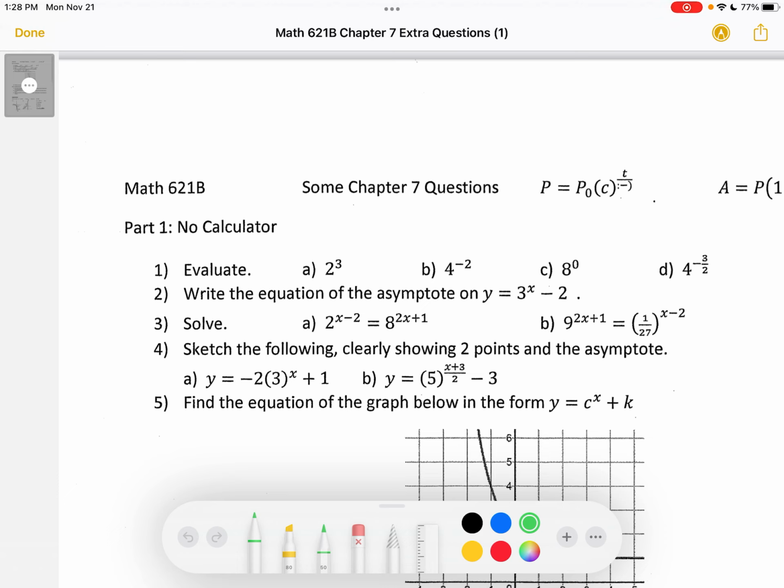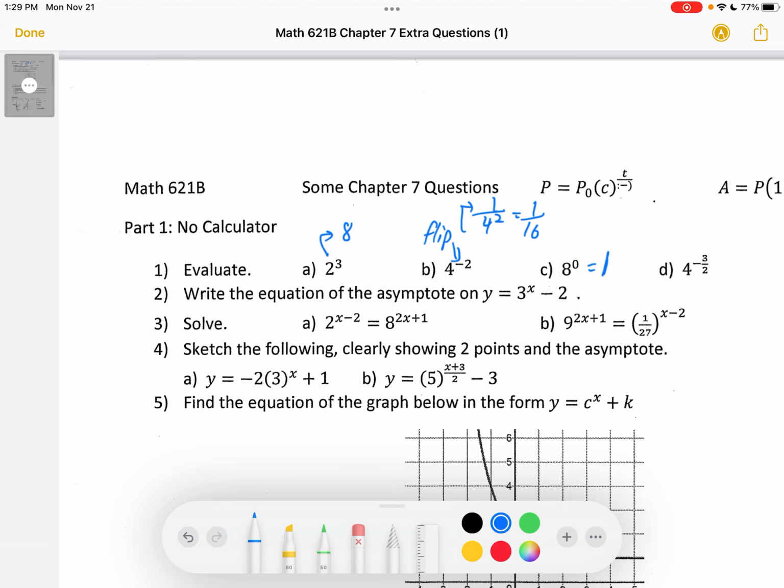Hi folks, we're going to do a little speed run of this Chapter 7 review for your Chapter 7 assignment from Math 621B. So in 1 we're asked to evaluate 2 cubed, it's just 2 times 2 times 2, so that'll give you 8. When you see 4 to the negative 2, a negative exponent tells you to flip. So this would be 1 over 4 squared, or 1 over 16.